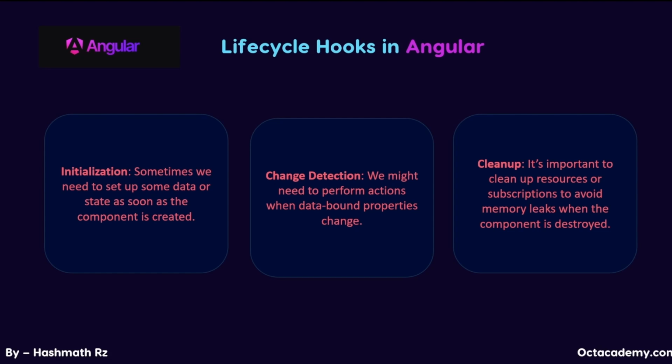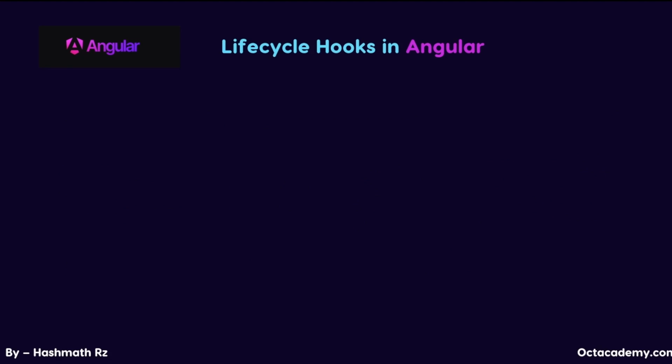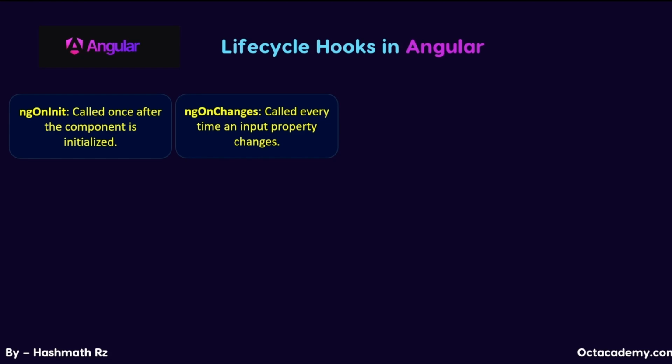Alright, so now let's get an overview of the different lifecycle hooks available in Angular. We have 8 different lifecycle hooks available in Angular components. The first one is ngOnInit. This is called once after the component is initialized. The second one is ngOnChanges. This is called every time an input property changes. Next we have ngDoCheck. This will be called during every change detection run.